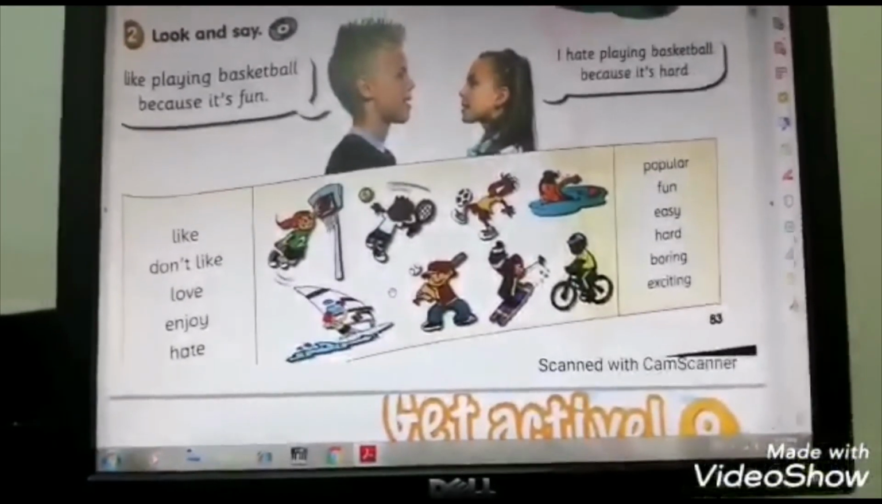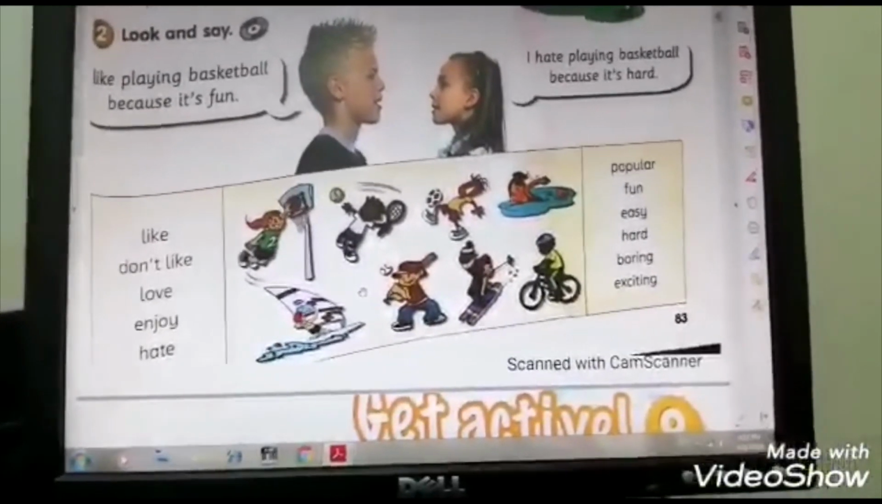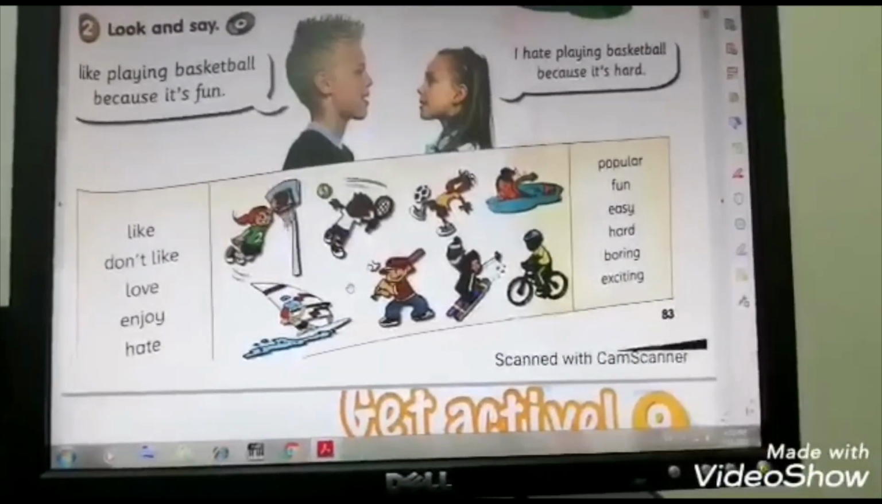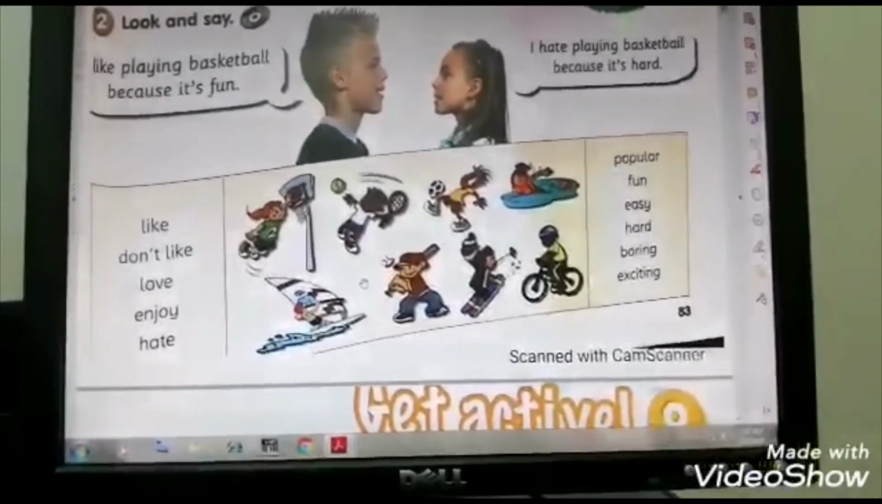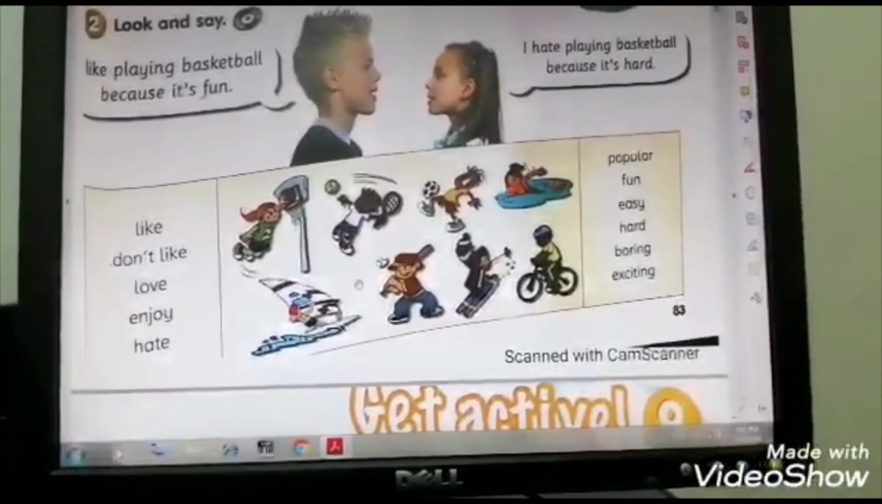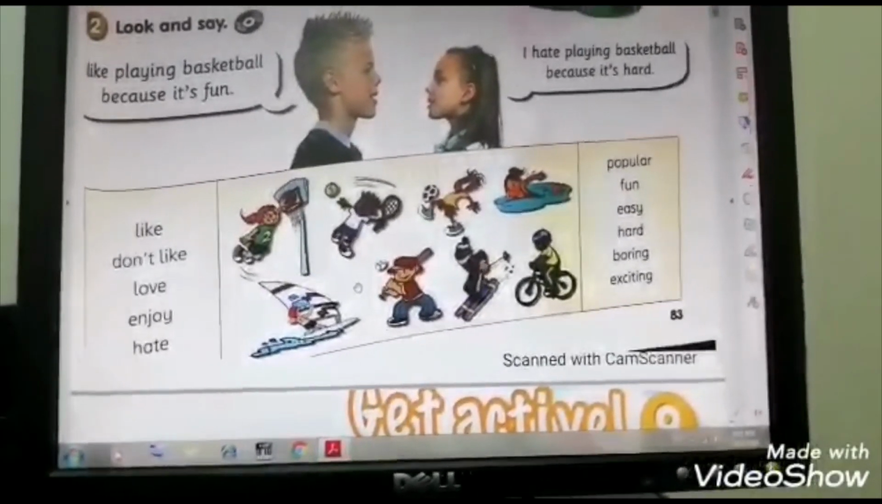Activity 2. Look and say. I like playing basketball because it's fun. I hate playing basketball because it's hard.